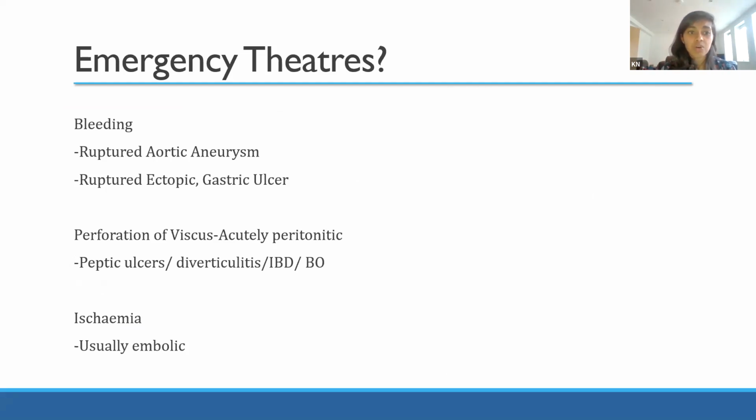So bleeding. The big one is the ruptured AAA. We'll cover a couple of these pathologies, the ones that can go quite pear-shaped quite quickly. So ruptured aortic aneurysms, but also ectopics and peptic ulcers. Then perforation of a viscus. They can present acutely peritonitic, particularly if there's material in the abdomen, an infection in the abdomen. And then ischemia, which we will also cover. So we will cover a couple of the pathologies that tend to go bad quite quickly. Just having a look for any questions. No? Okay.